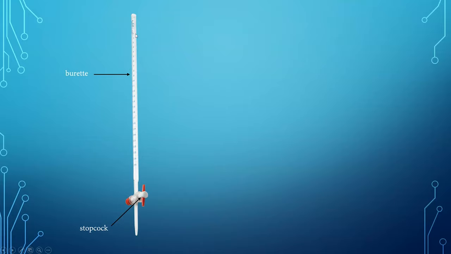You don't have to start at zero as long as you record your initial volume and your final volume and simply subtract those two. The burette is pretty accurate because it's marked off in increments of 1/10 of a milliliter. So if you're careful, you can estimate it to the nearest 1/100 of a milliliter.